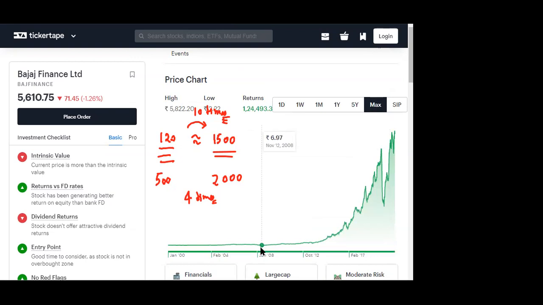So what was the price in August 2008? 10 rupees. And what's the price today? Everyone, be ready to be amazed. What's the price now? It is 5,600.